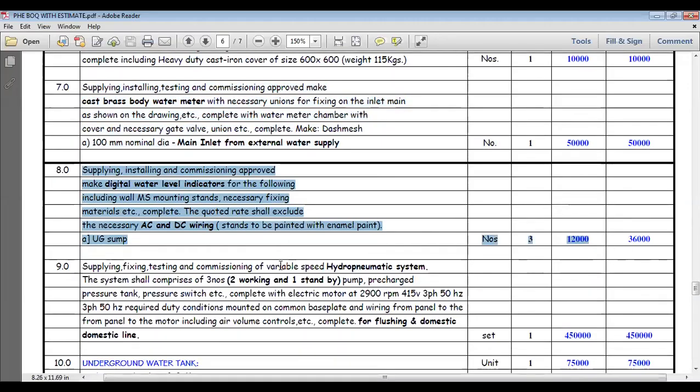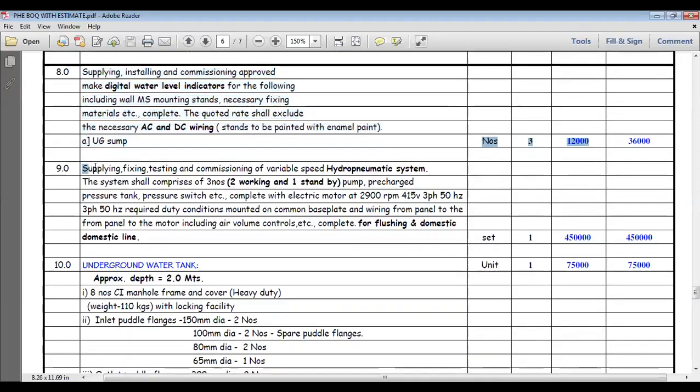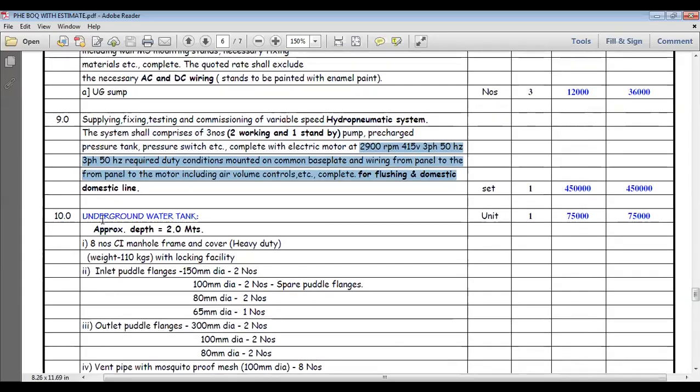And the hydropneumatic system pump, supply, fixing, testing, and commissioning. Variable speed hydropneumatic system. This is the hydropneumatic pump. The system shall comprise three numbers, two working and one standby pump, recharged pressure tank, pressure switch, etc., complete with the electric motor, 2,900 RPM. Like that they have put this and all. You don't want to put the RPM details and all, but this diameter a little bit, so like that you have to put.